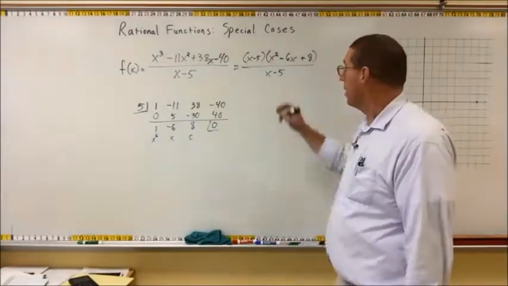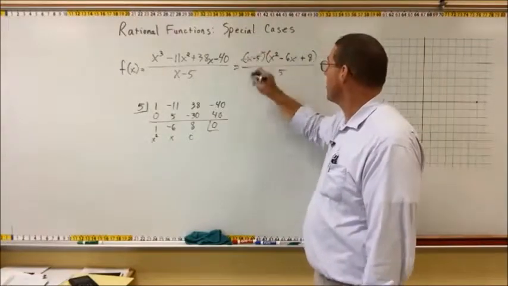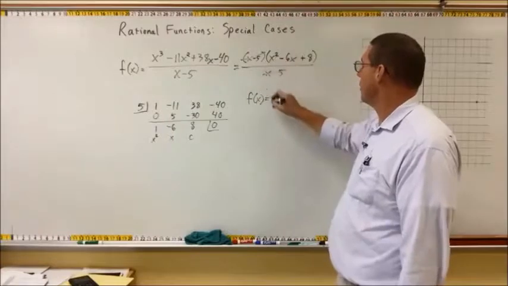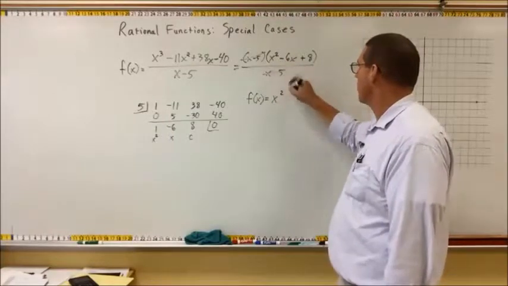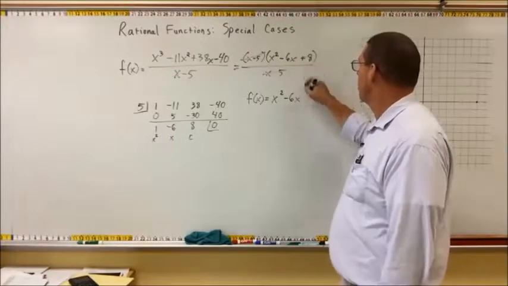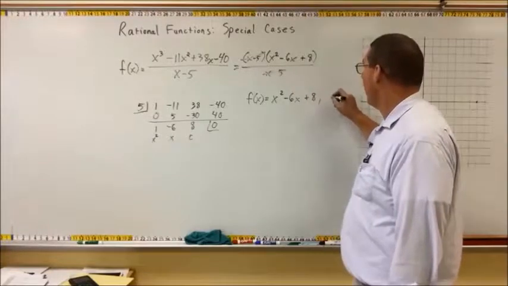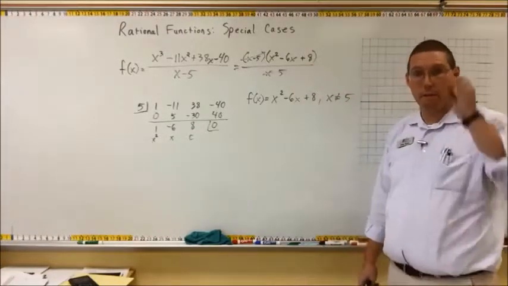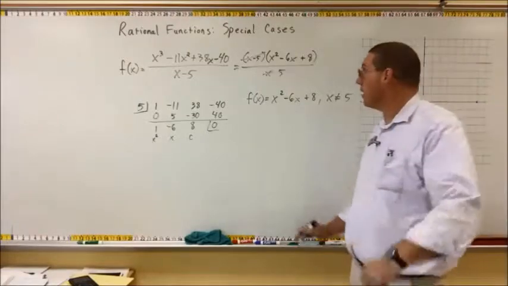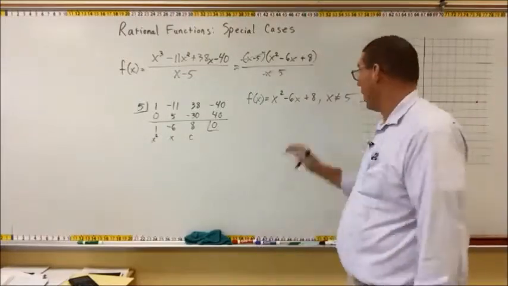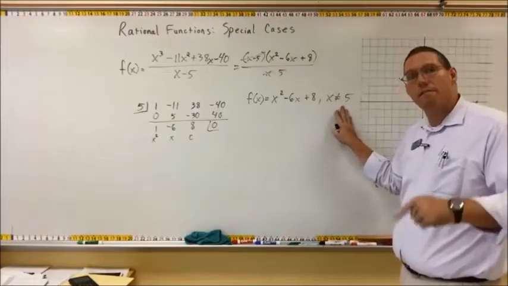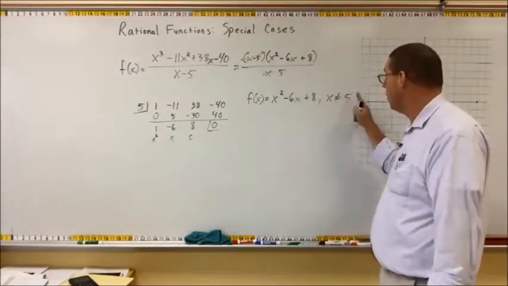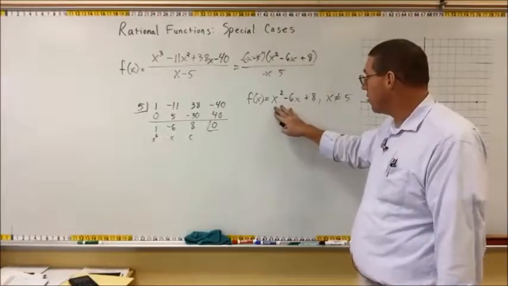And so now we can cancel out the x minus 5's, and all we have left is f of x is equal to x squared minus 6x plus 8, where x cannot equal 5. We are not allowed to plug 5 in. However, there is a hole when x is equal to 5, and we can find out the location of that hole by plugging 5 into this function.